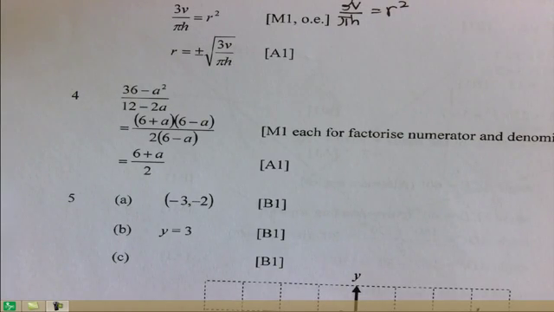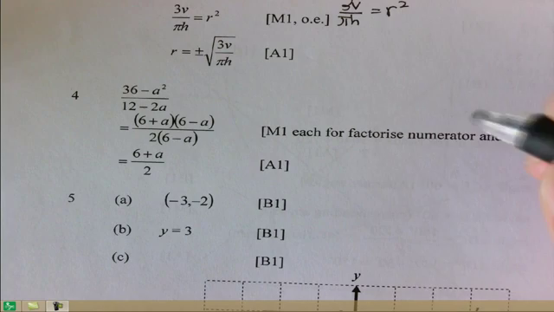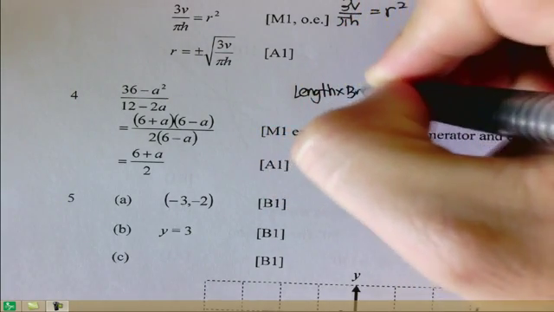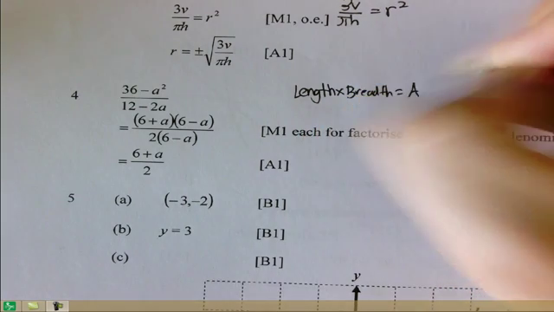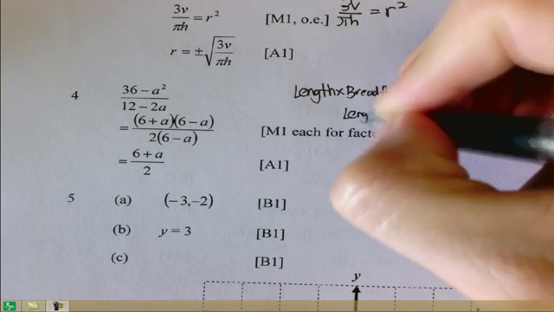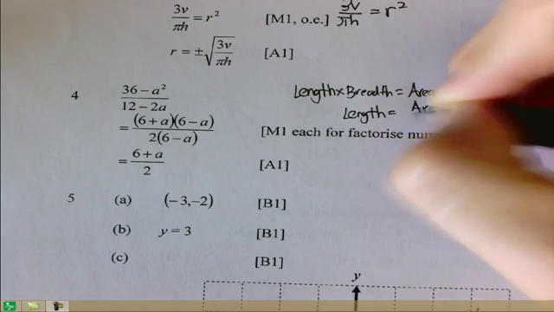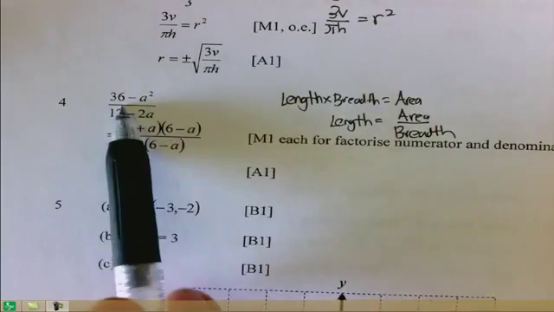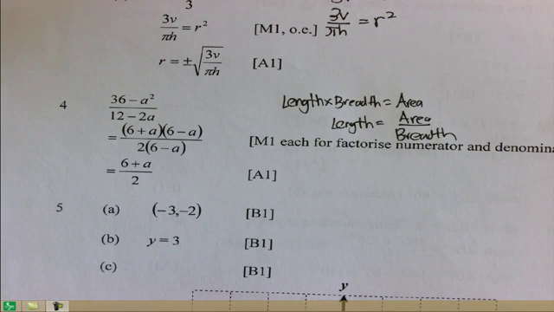Question 4. The area of a triangle is 36 minus a square. One of the sides is 12 minus 2a. Find the expression in terms of a for the length of the other side of the rectangle. So basically, if we know length times breadth is equal to area, so if we want the length now, it is equal to the area divided by the breadth. So we get the area 36 minus a square divided by the breadth.